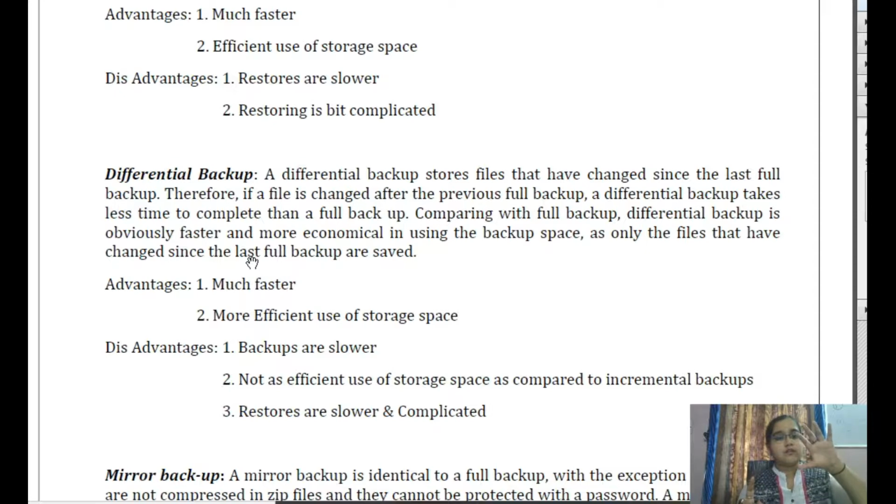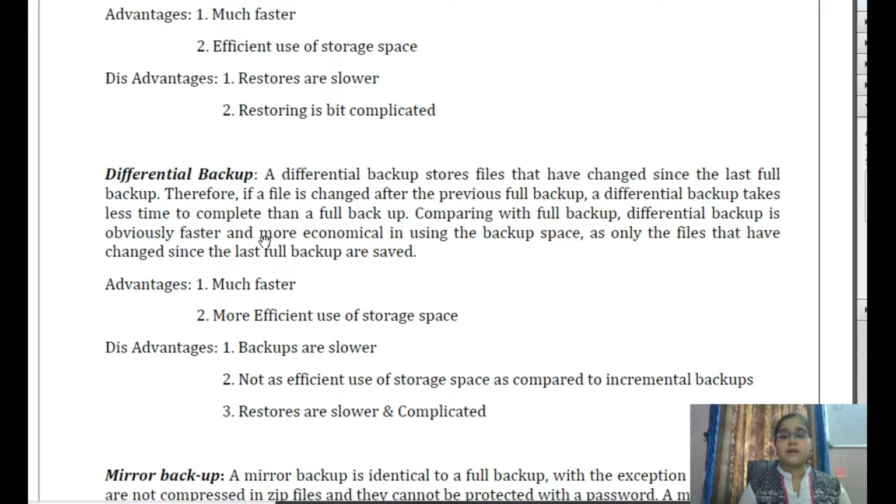So after the one full backup, any difference that will come, any updates that will happen, this backup will take it, irrespective of it being taken before. I hope you are getting the point now. So compared to the full backup, differential backups are obviously faster and economical, but the problem is that restoring will take more, it will be a bit complicated to restore. So what are the advantages? It is much faster, yes, because it takes only the differential, and more efficient use of storage space. And what are the disadvantages? Backups are slower, and not as efficient use of storage space as incremental backup.